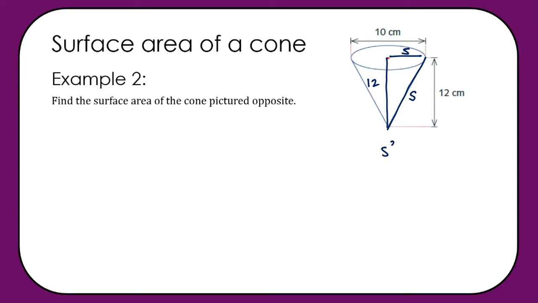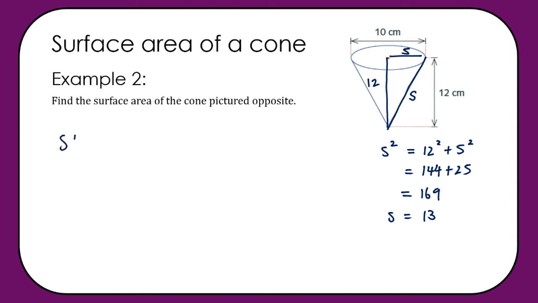So Pythagoras again, s squared is 12 squared plus 5 squared, which is 144 plus 25. And again, if we knew our Pythagorean triads here, we would have been able to get to this answer more quickly. So s is 13. 5, 12, 13 is a triad. So the slant height here is 13.